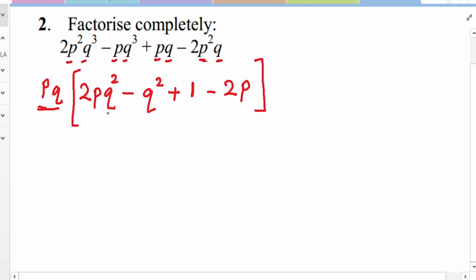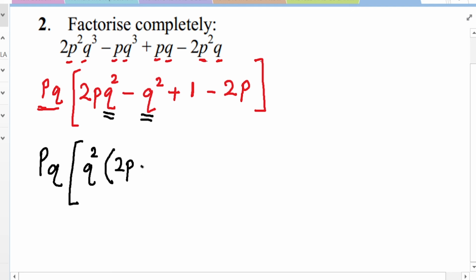If you look into the brackets, we have a q squared there and a q squared there. So we are going to factorize that out. So what we have here is pq in brackets, we have q squared put outside the brackets, and this expression divided by q squared, we remain with 2p. Then here we have negative q squared, divided by q squared, remain with minus 1. Then here we have plus 1 minus 2p, like that.